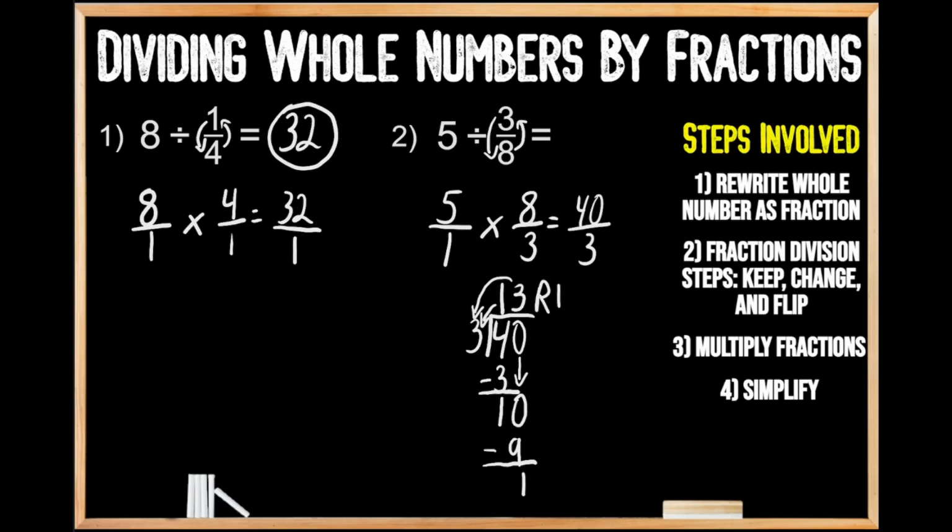Now we're ready to record our mixed number for our answer. We were able to make 13 whole groups of 3 out of 40. So the whole number portion of our mixed number is going to be 13. The value of the denominator for the fractional part of our mixed number hasn't changed. It's still in thirds. And then our numerator is going to be the remainder of 1, for 1/3. So when we divide 5 by 3/8, we get the mixed number of 13 and 1/3.